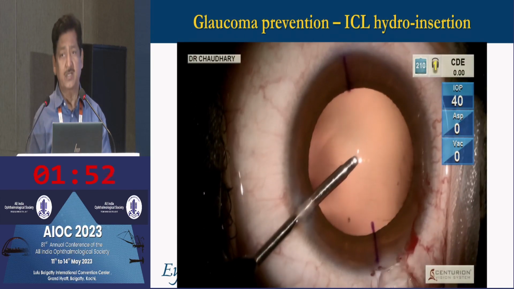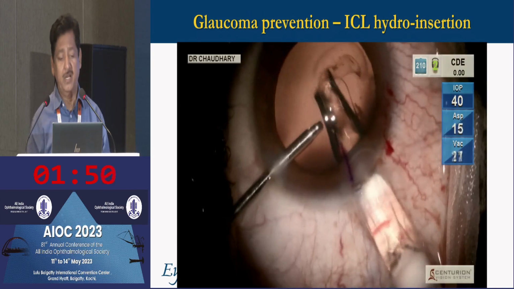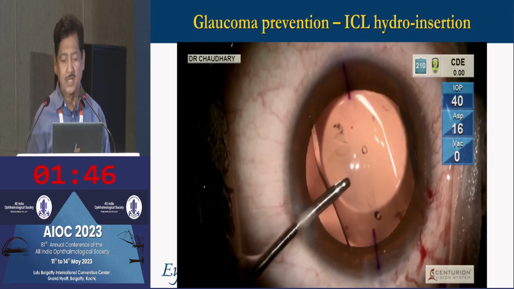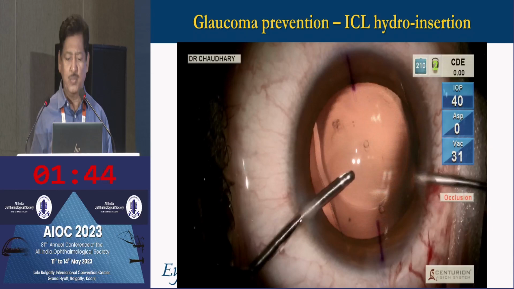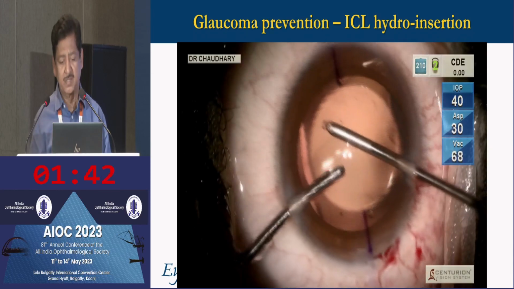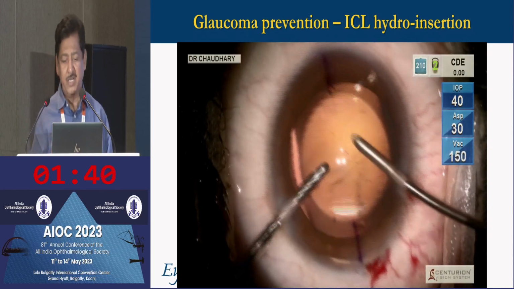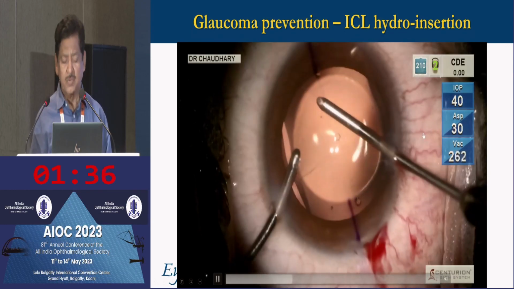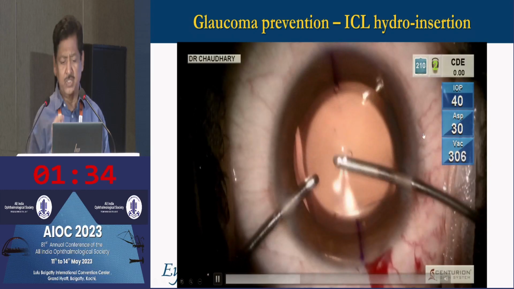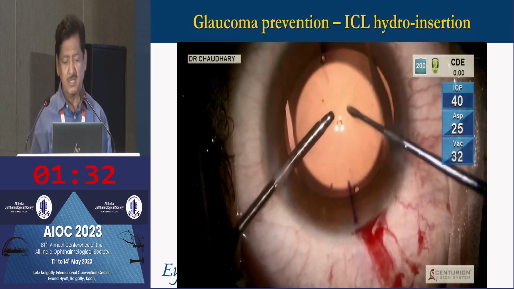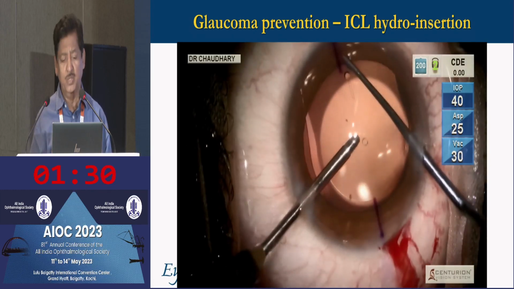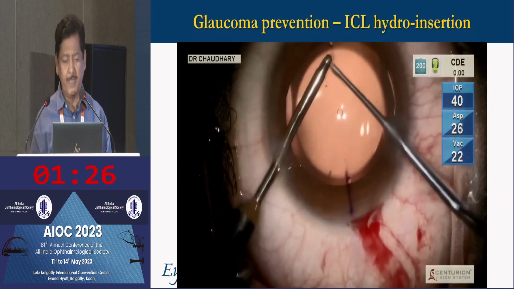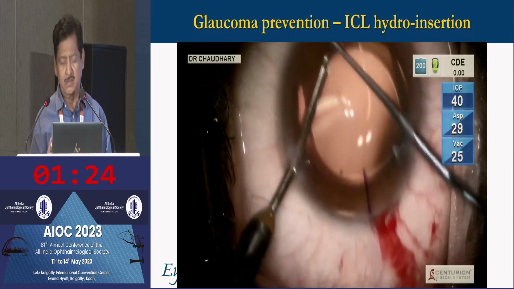So here is my present day hydroinsertion technique. Just see the ease with which the whole process is done. ICL injected, IOP is just 40 here. Irrigation aspiration for just 5 to 10 seconds, and all the visco strands are gone. Tuck in, bring the ICL into the right axis and tuck.